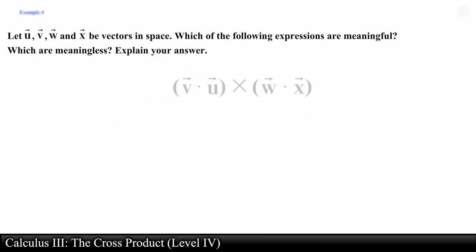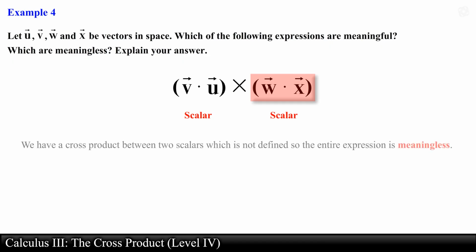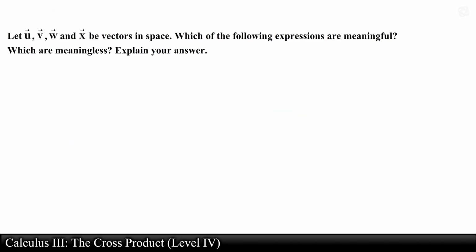Let's move along to the next example. The first expression in the parentheses is a dot product between 2 vectors, so this will reduce to a scalar. The expression in the second parentheses is also a dot product between 2 vectors, and it will also reduce to a scalar. In the end, we have a cross product between 2 scalars, which is not defined, so the entire expression is meaningless.